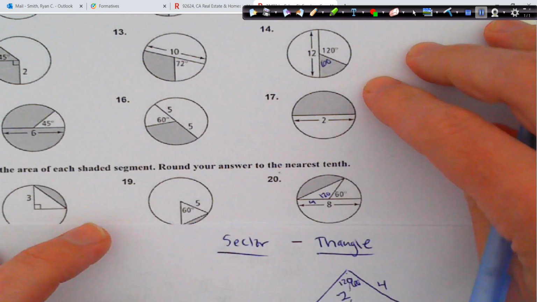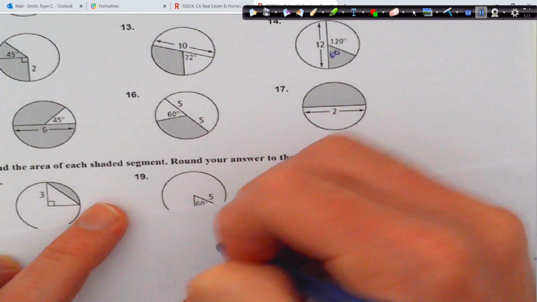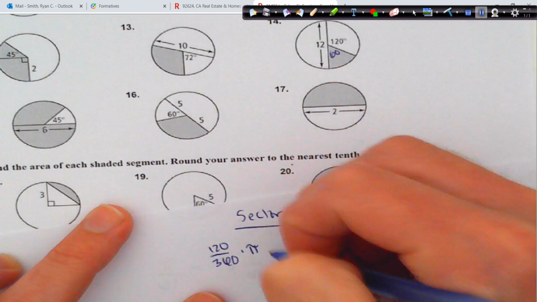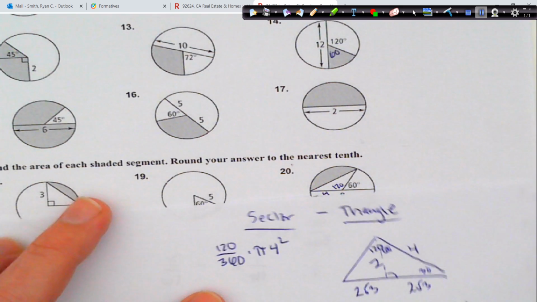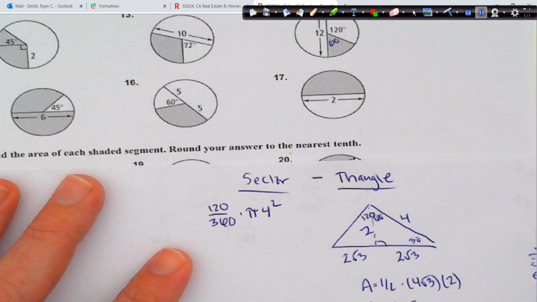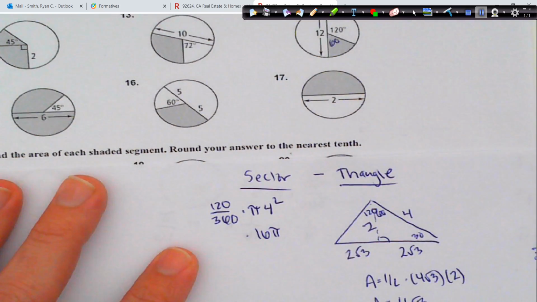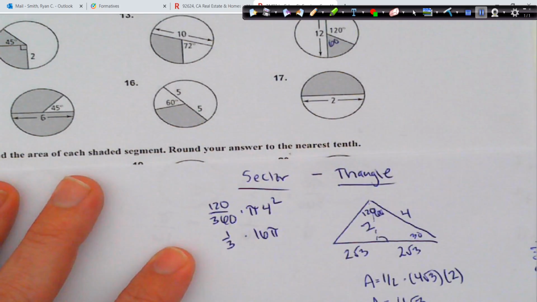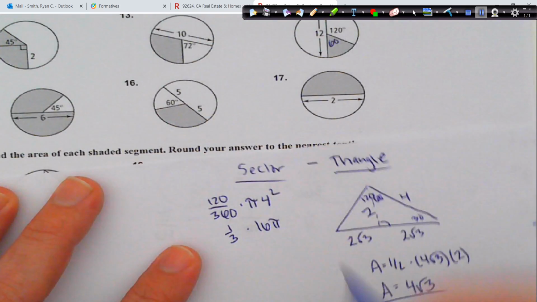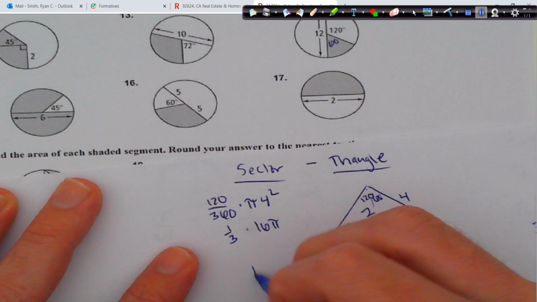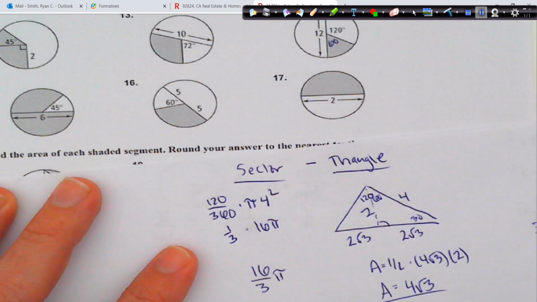Now the sector is 120 over 360 times pi 4 squared, because that's the measure of our radius. And so that's going to be 16 pi times 120 over 360 reduces to 1/3. I don't think it goes in evenly, unfortunately. So we get 16 over 3 pi.